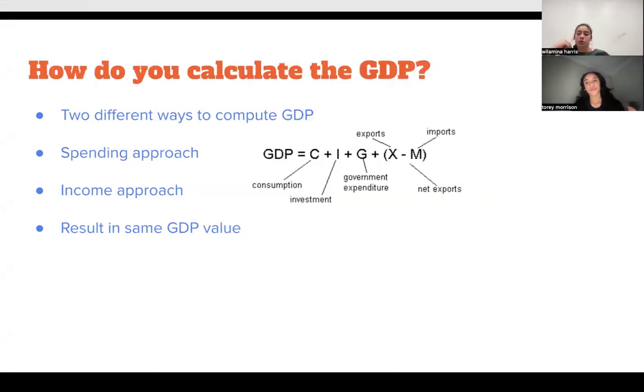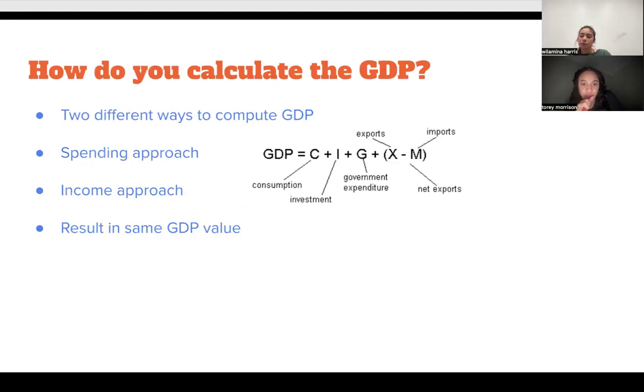So there's two different ways that you can compute GDP. Both of them should give you the exact same value every time. The only reason that we would ever use one over the other is if one was easier to compute than the other. And you'll obviously know when that'll happen. But spending approach is most commonly used in the US.